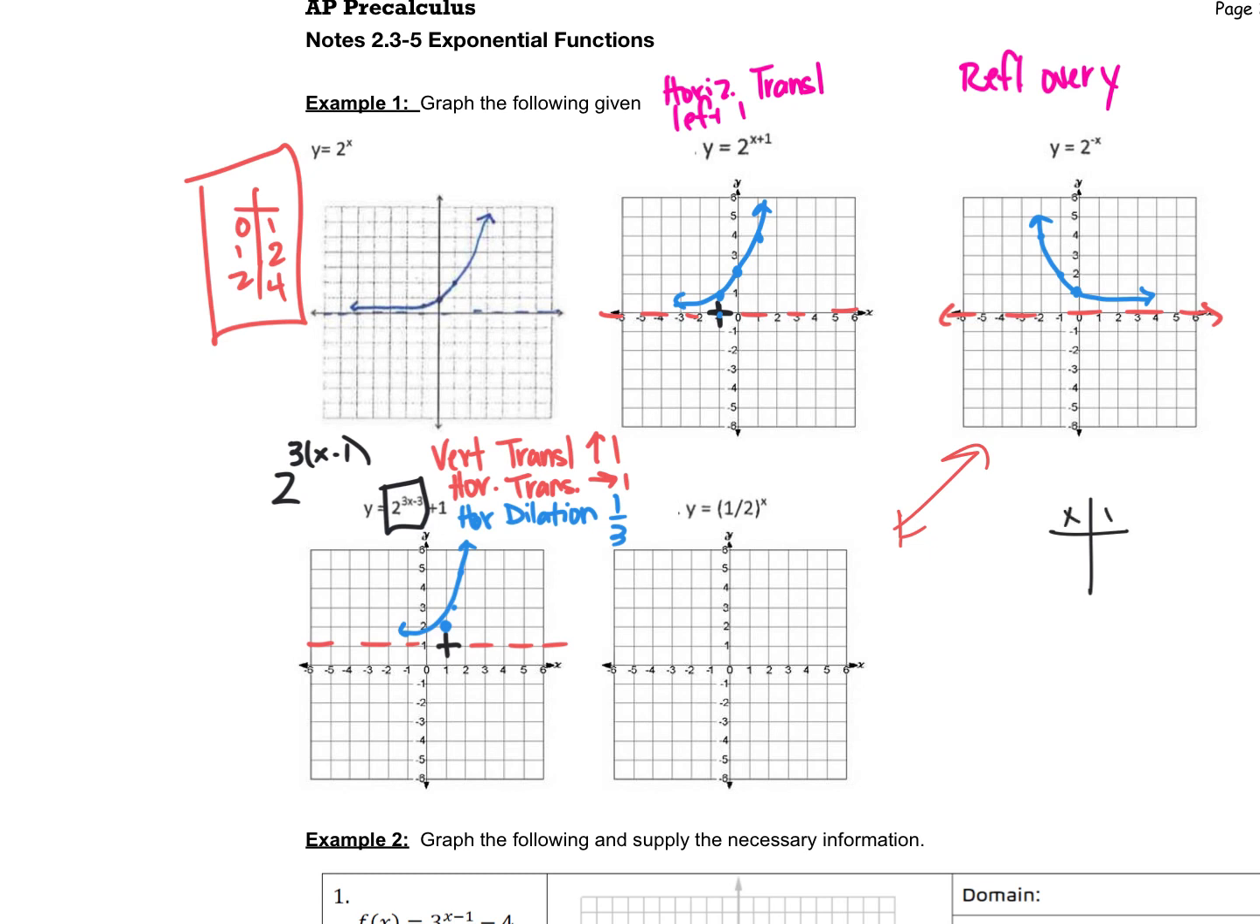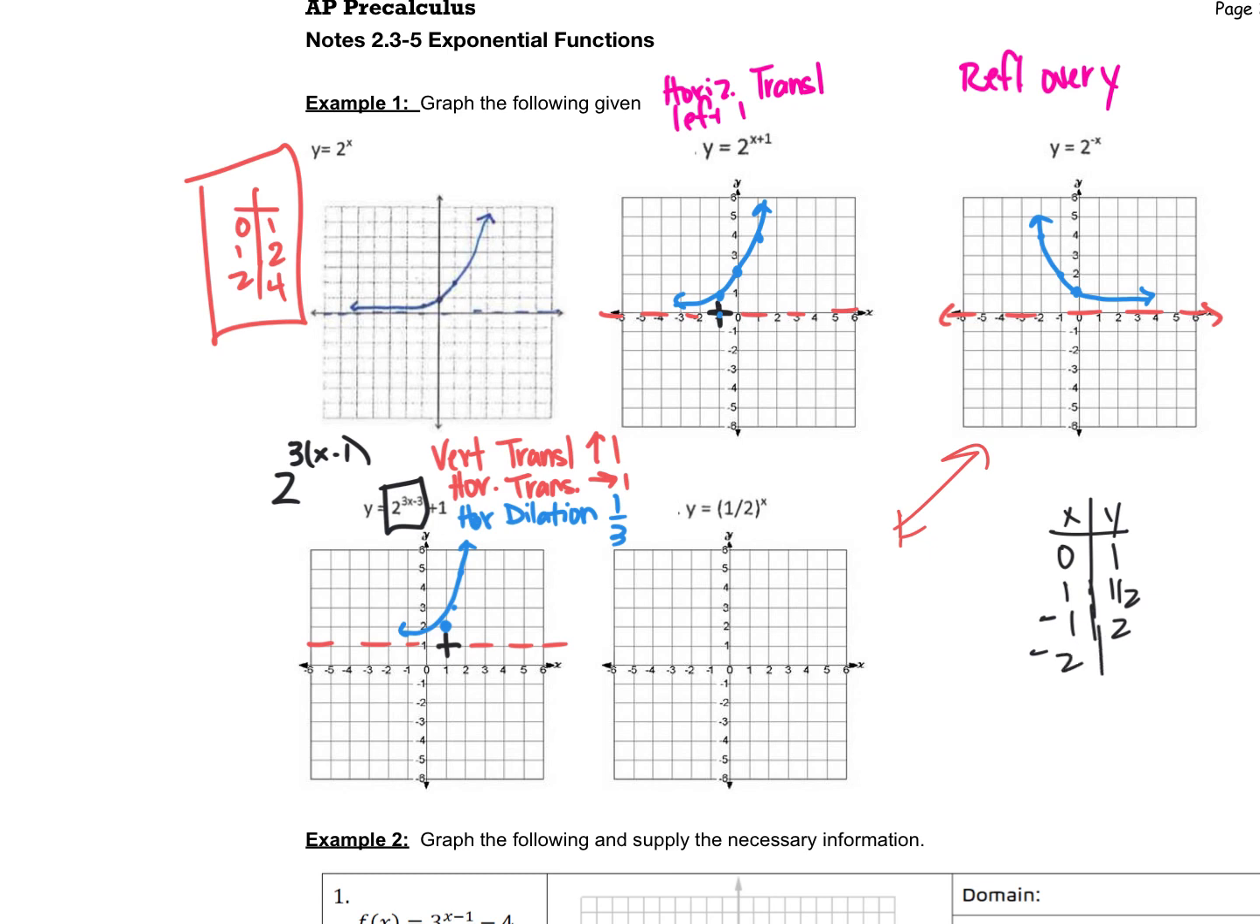If you weren't sure what the points were, I could plug in 0. 1/2 to the 0 is 1. 1/2 to the first is 1/2. I don't want to go to fractions, so I'm going to put a -1 in there. What's 1/2 to the -1? It's 2. We flip it over. And 1/2 to the -2.